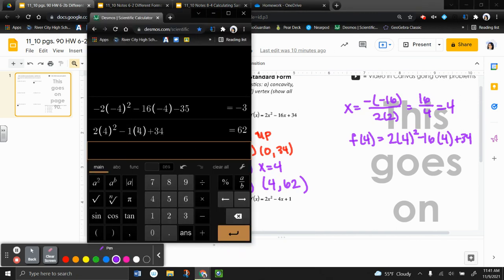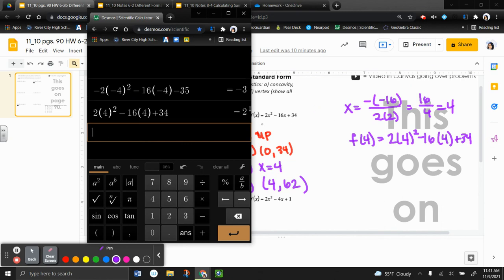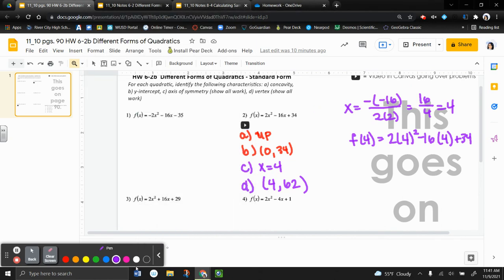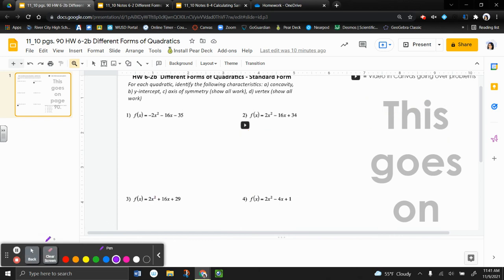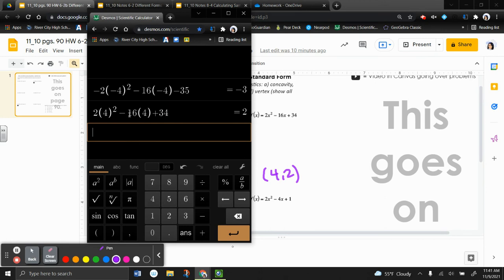Sorry, I just realized I had a typo. It's not 62 because this should be 16. There we go. (4, 2) should be my vertex. So let me fix that. Oh, shoot. I erased it. So for my vertex, as we saw, it's going to be (4, 2). I had a typo when I originally plugged it in. It would be (4, 2).